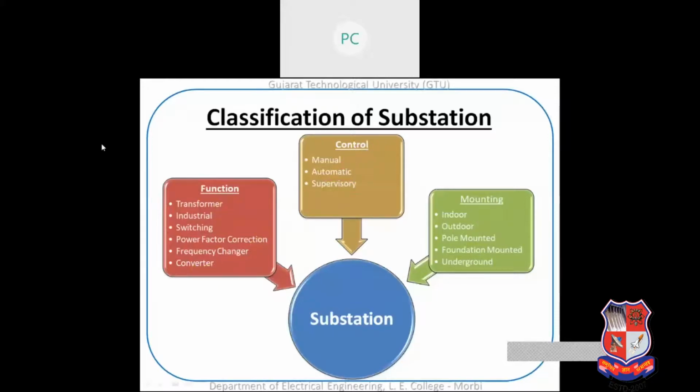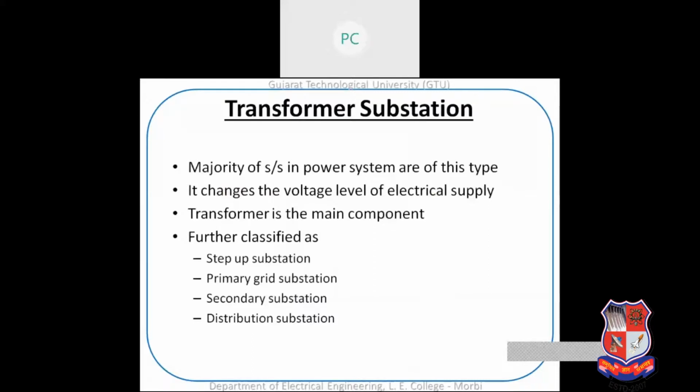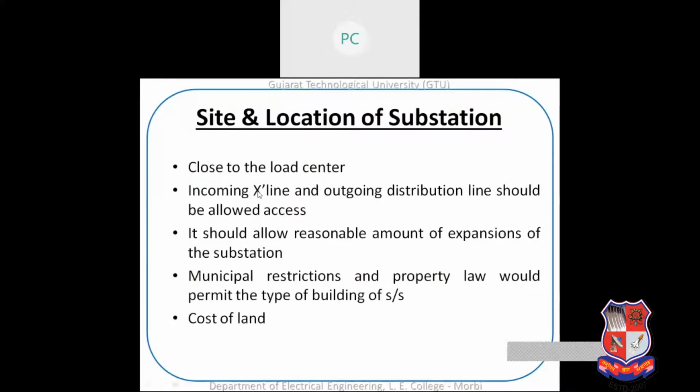So these are the classifications of substations that we have. Again, it is basically classified in these three manners, that is function, control and mounting, right? So next we will see each type of substation in detail. The first type of substation is a transformer substation. Now again, as the name suggests, the function of this type of substation is to change the voltage level, right? So if you see again here, at this point we require, let us write it over here.